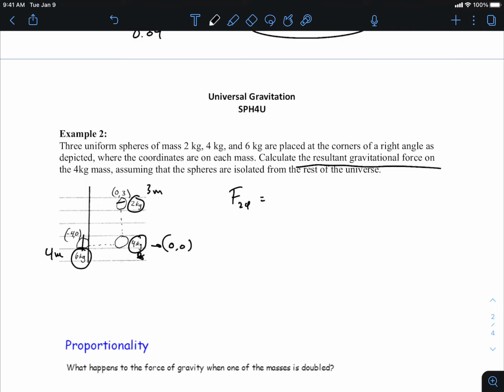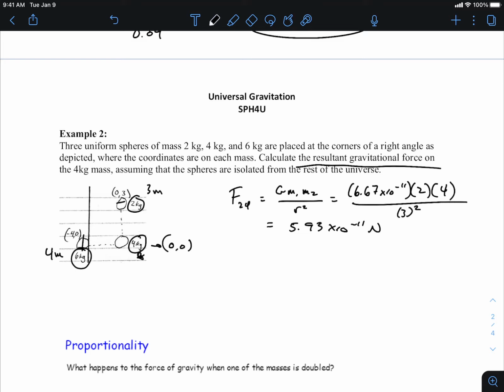Okay, and we're going to see that. We're just going to apply GMm over r squared, right? So we're going to see G m1 m2 over r squared, which is going to be, we just start plugging in numbers, times 2 times 4, all divided by, what's the radius between the 2 and the 4? It's 3 meters, so 3 squared. And what you'll find is, when you type that all in, the force to be 5.93 times 10 to the negative 11 newtons.